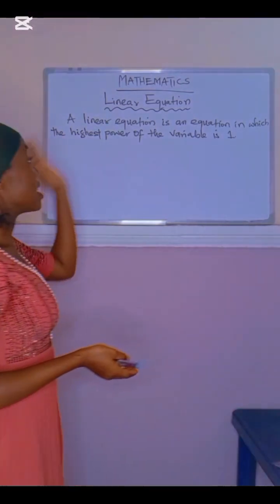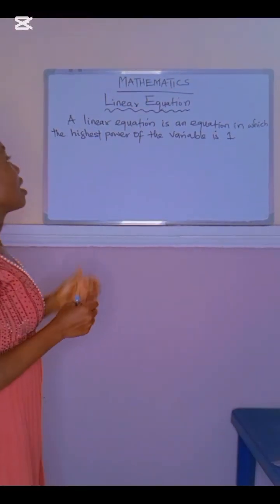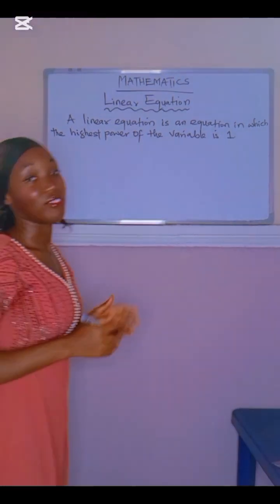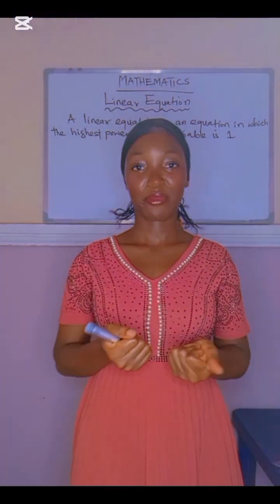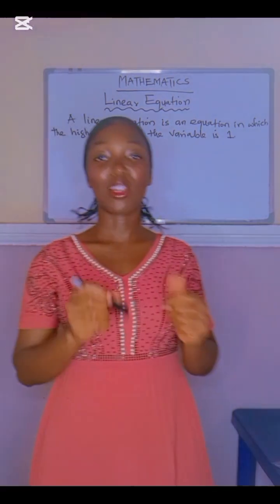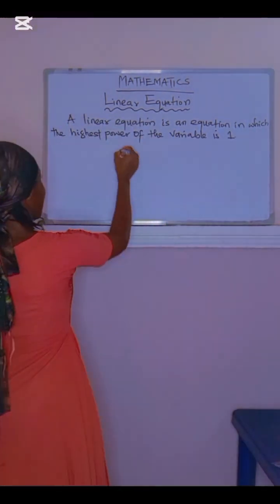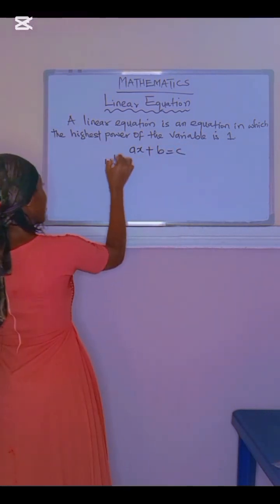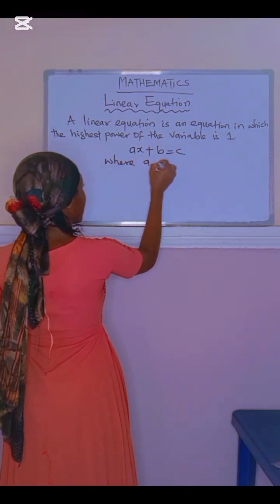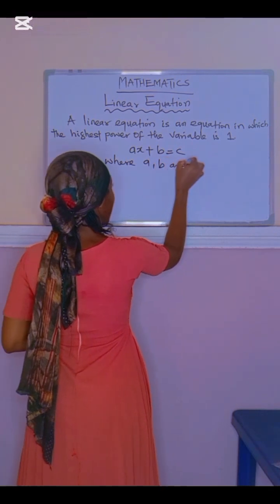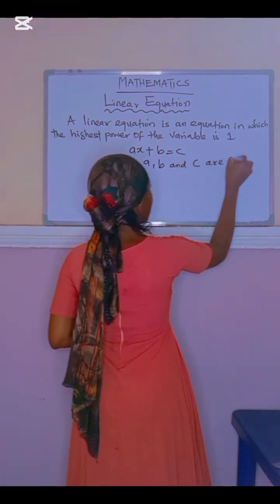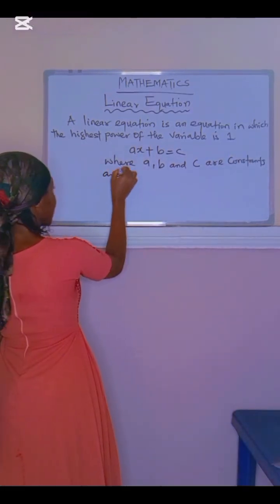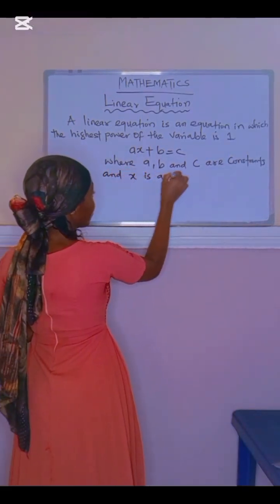Today we'll be looking at linear equations. A linear equation is an equation in which the highest power of the variable is 1. And the general form of a linear equation is given as ax plus b equals c, where a, b, and c are constants and x is a variable.